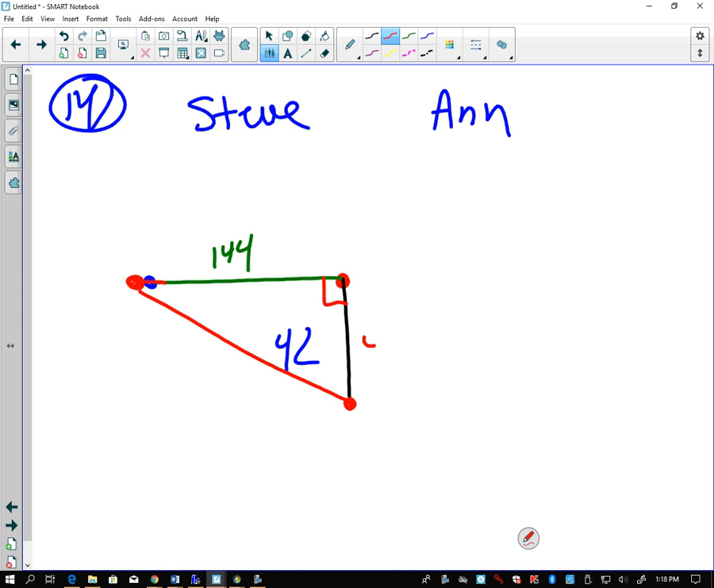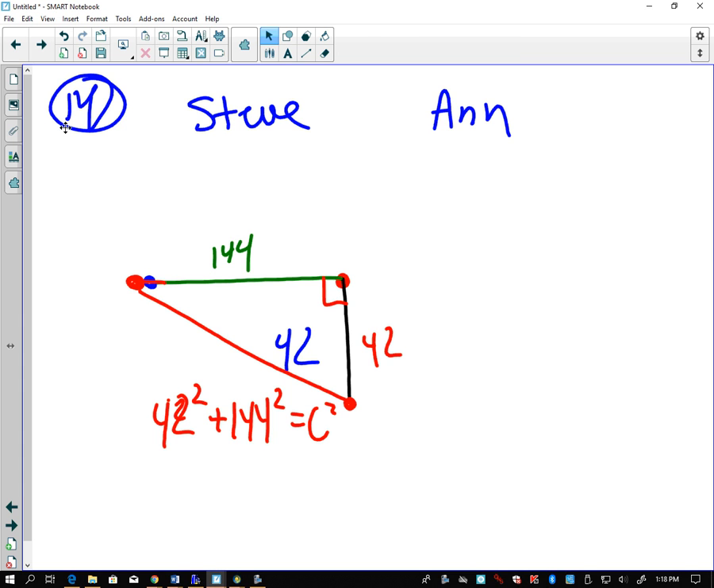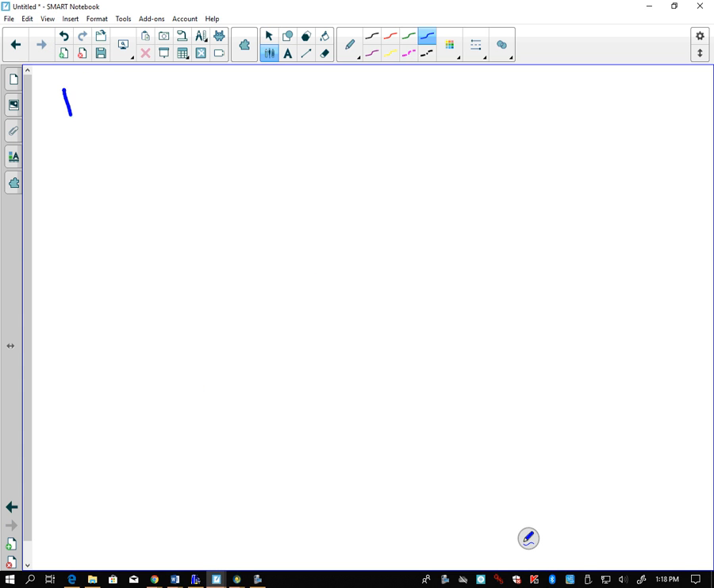So I've got 42 squared plus 144 squared equals C squared. Does that make sense? And solve for C. Can you guys do that? You won't get a picture or anything like that, but you'll get that kind of information. Okay, 15.